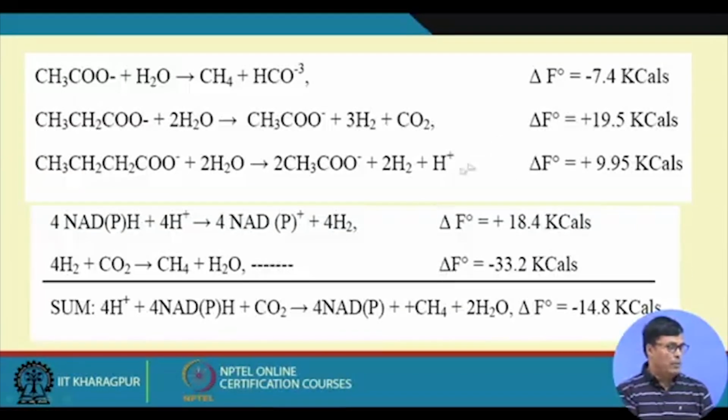Now, another very interesting thing: when we considered acetic acid converting to methane, the free energy change is minus 7.4 kilocalories, whereas propionic acid requires plus 19.5, and butyric acid is 9.95. From this we can easily say that propionic acid degradation is much less favorable as compared to that of acetic acid and butyric acid.